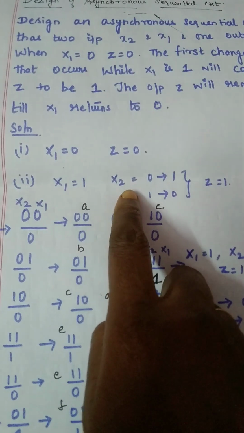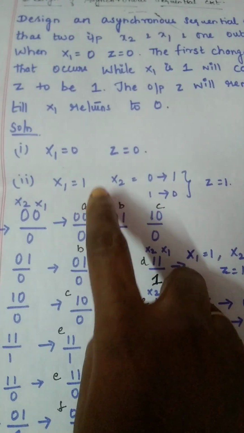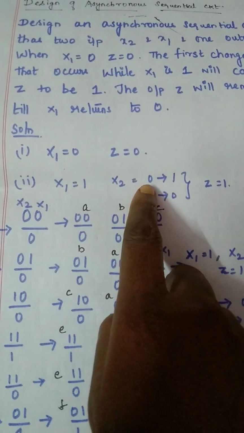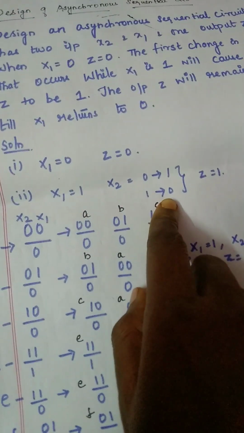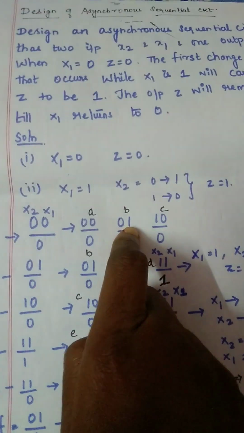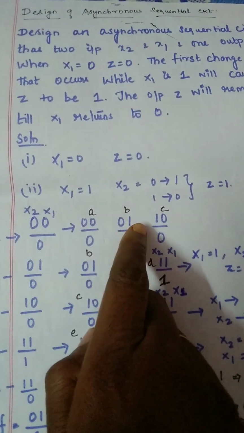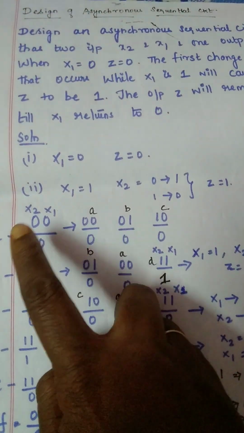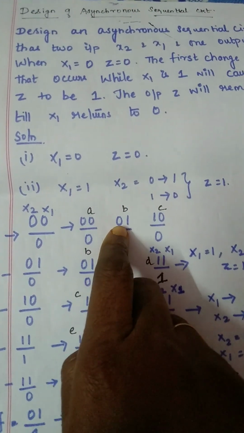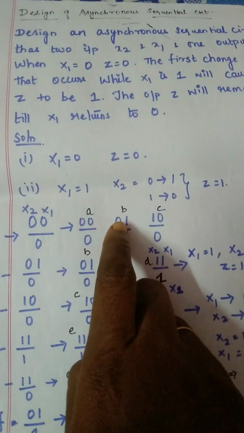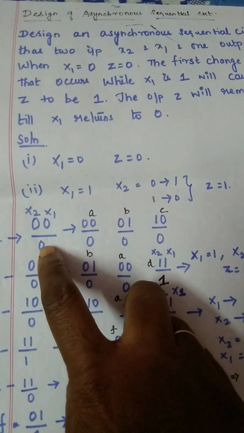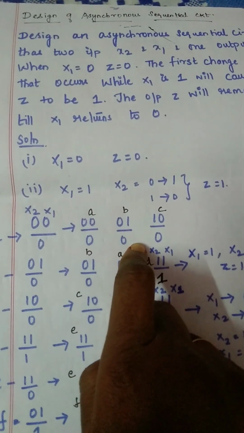And see the next condition: x1 equal to 1, but your x2 has to change from 0 to 1 or 1 to 0. At that time, your output will be equivalent to 1. Just see here, your x1 is 1, but your x2 is not changing from 0 to 1 or 1 to 0. It was in the same value or the same bit. So there is no change of bit. If there is no change of bit, whatever the output is for the present state, the same output should be there.